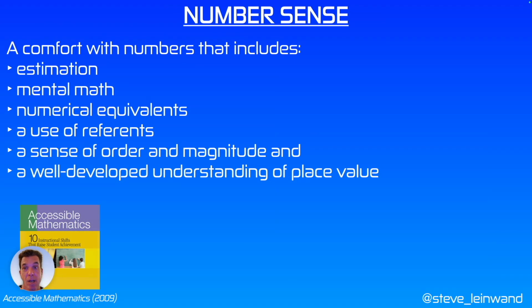My second source is Steve Leinwand, and in his book, Accessible Mathematics, he talks about number sense. He says it's a comfort with numbers that includes estimation, mental math, numerical equivalence, a use of reference, a sense of order and magnitude, and a well-developed understanding of place value. And I love these 2 sources because they really helped me understand what number sense is and how to look for it in my classroom and how to have conversations around it or how to design curriculum.